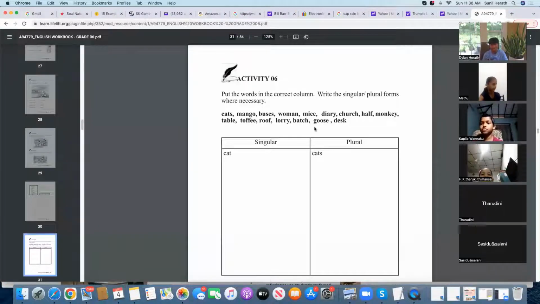Next word is desk. Is that singular? Yes. Okay, thank you. What's the plural version of desk? Desks. Yes, exactly. And what would you add here? S. Yeah, you would just add an S. Thank you. So it would be desks. Thank you for that one.